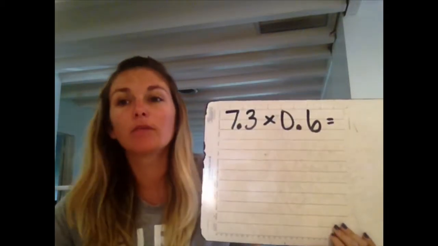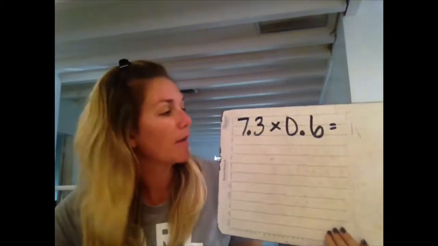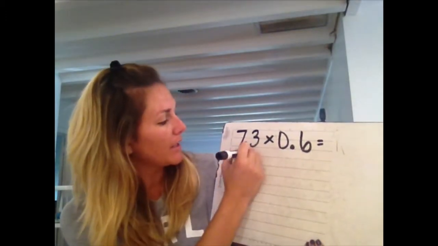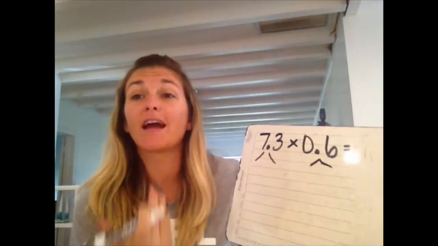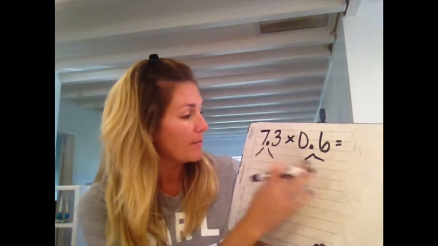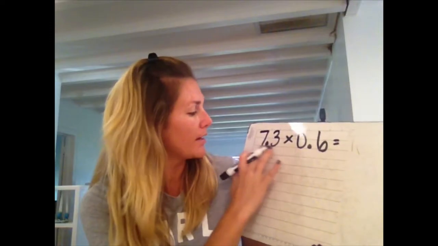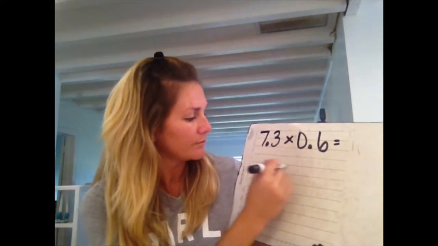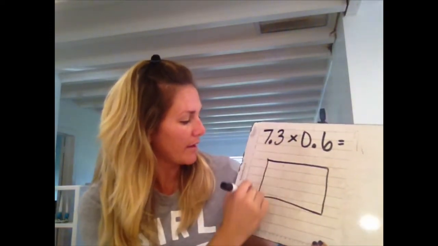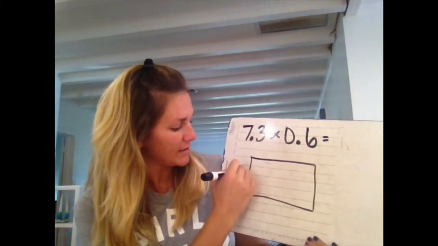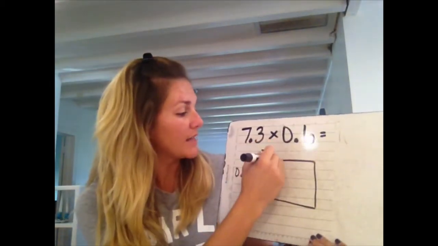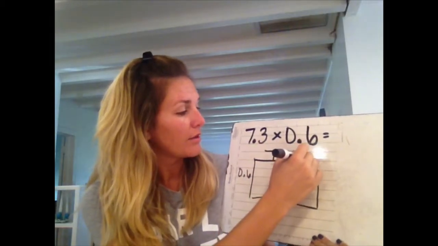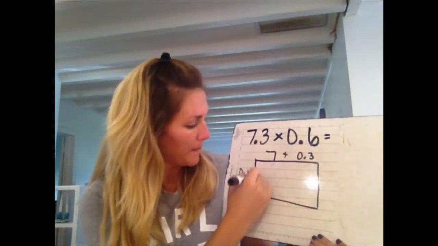Just like I do whole numbers, I can do the same thing with place value, where I'm breaking it apart by the place values of each of my numbers. In this case, I'm just going to have decimals, okay? So I'm going to start off with drawing my rectangle, okay? I draw my rectangle. I'm going to have 6/10 on one side, all right? And then I have 7 plus 3/10, okay?